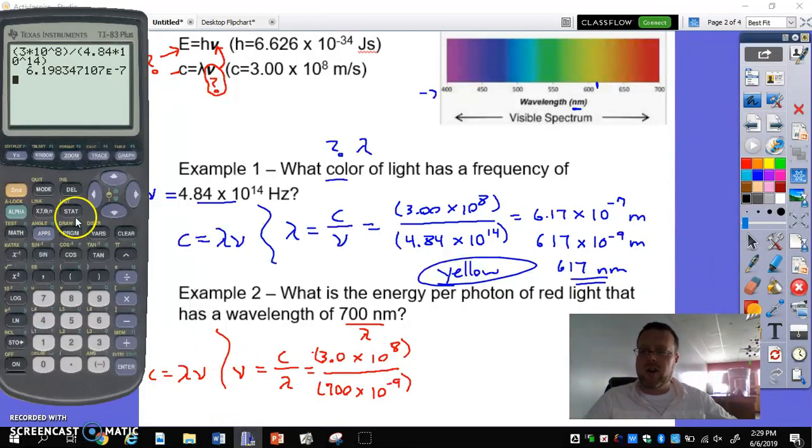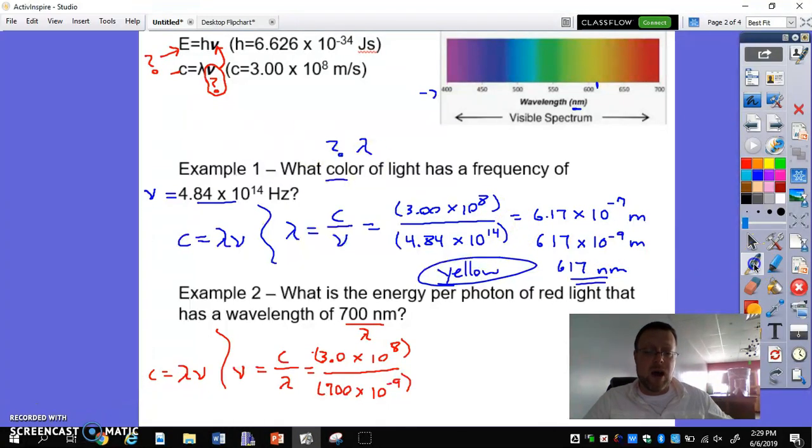So we'll go back to our calculator here. This time I'm going to do 3 times 10 raised to the 8th power, and I'm going to divide that by 700. This is 700 nanometers, so 700 times 10 raised to the negative 9th meters. And my calculator spits out 4.29 times 10 to the 14th power.